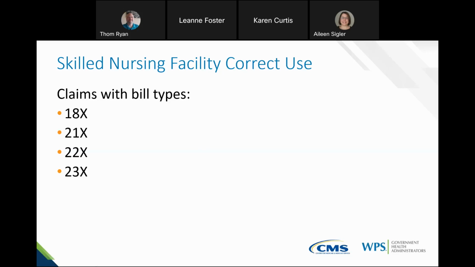So that website, again, Aline put it in the chat feature. It's the National Uniform Billing Committee information. We do have an article on our website, and I will show you that in a little while, just with some basic information.